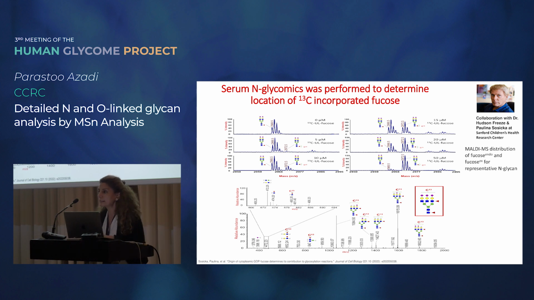So what they've done is treat various cells with C13 fucose and track where it's going in the cells. The first spectra you see up there shows different amounts of C13 fucose, from 0 micromolar to 50 micromolar. This is just a snapshot of one glycan, seeing how the ratios change as the external amount of fucose increases, what happens to the N-linked glycan.